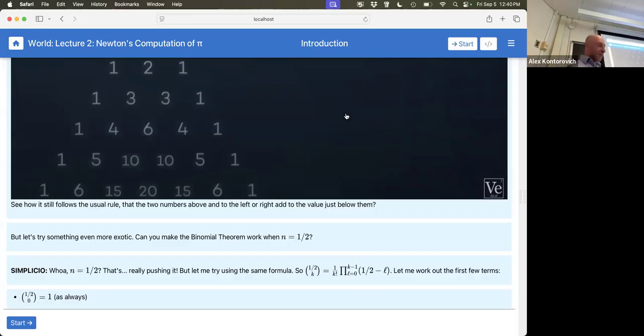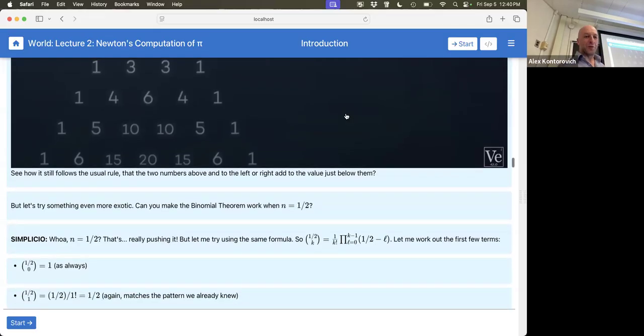Let's try something even crazier, even more exotic. Can you think of a way of making the binomial theorem work when n is a half? Simplicio says, okay, that's really pushing it, but let me see. Here's our formula, right? A half choose k is 1 over k factorial, and then a half minus L as L ranges from 0 to k minus 1. Let's work out the first few terms. A half choose 0, 1, as always. A half choose 1 is a half divided by 1 factorial, which is a half, as always.